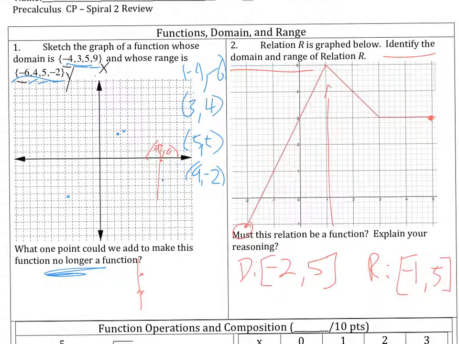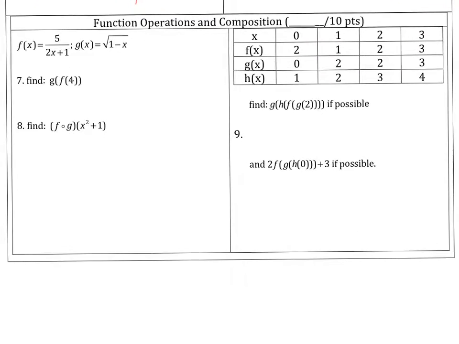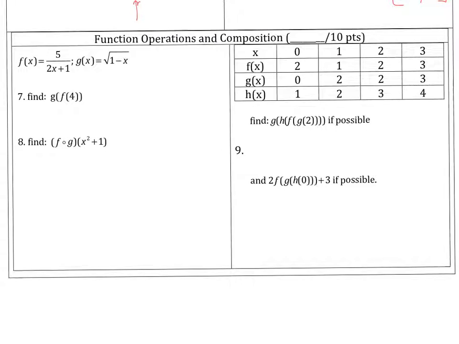Okay, continuing onwards, we're looking at function operations and composition. Let's do the function operations stuff first. So we've got to find g of f of 4. What this really means is that we're going to find f of 4, which means we're plugging in 4 for x in that function, and whatever we get, we're going to plug it into g. So working from the inside out.